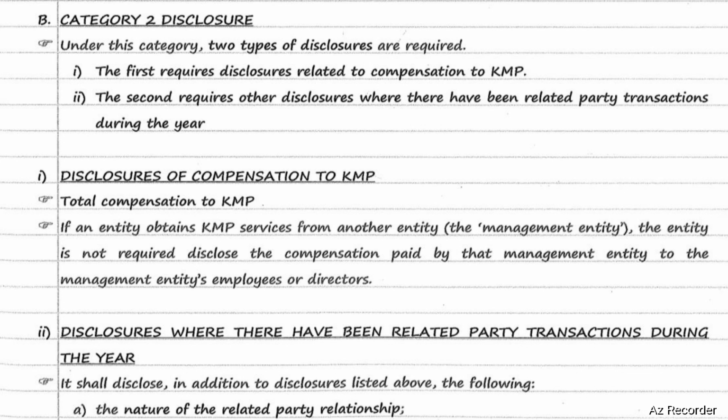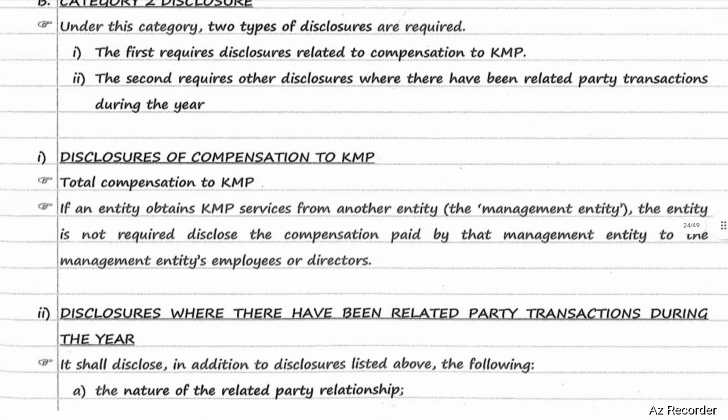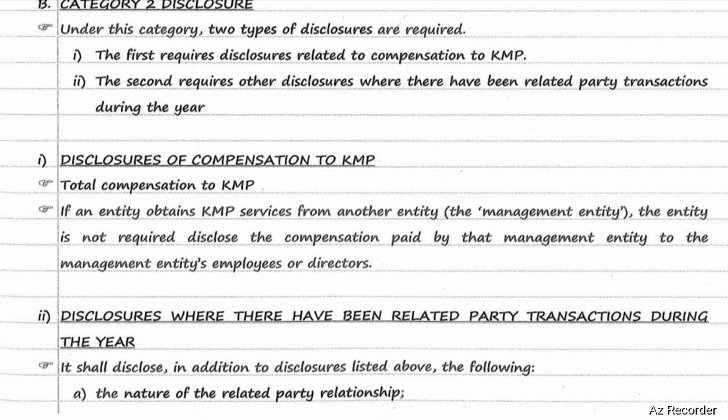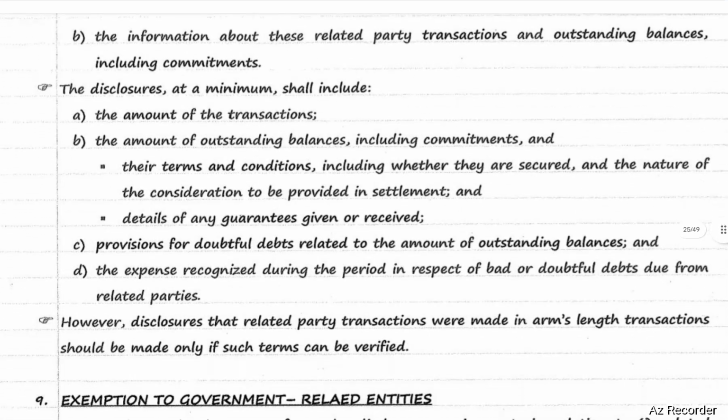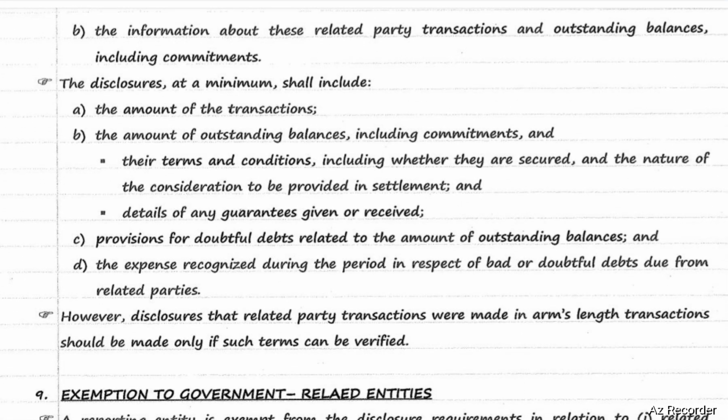Disclosures where there have been related party transactions during the year. It shall disclose, in addition to the disclosures listed above, the following: the nature of the related party relationship, and information about the related party transactions and outstanding balances, including commitments. The disclosures at a minimum shall include the amount of transactions, the amount of outstanding balances, including commitments, and their terms and conditions, including whether they are secured and the nature of the consideration to be provided in settlement, and details of any guarantees given or received.